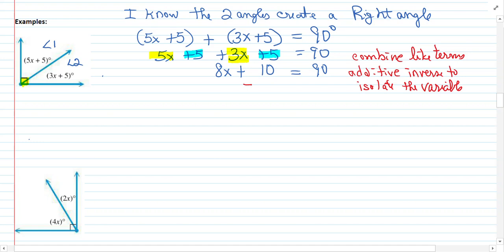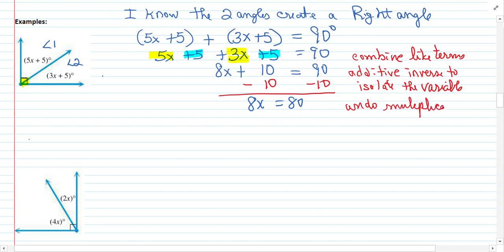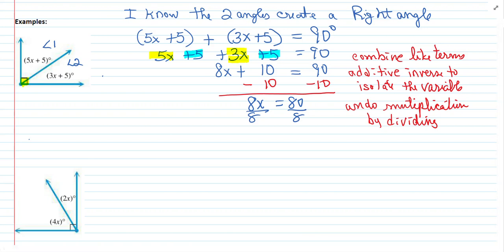So this means I'm going to subtract 10, and what I do to one side I must do to the other. And I'm going to do the math. That means that I'm left with 8x is equal to 80. Then I undo multiplication by dividing. So in this case, I'm going to divide both sides by 8. I hope I don't confuse you. A fraction bar means to divide.